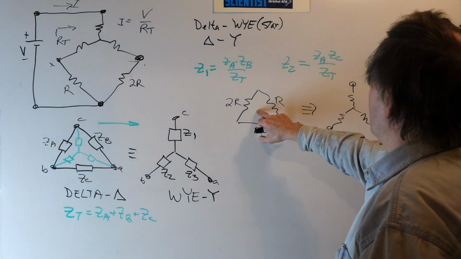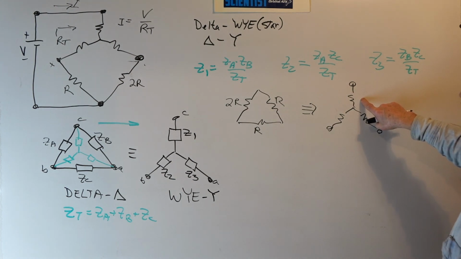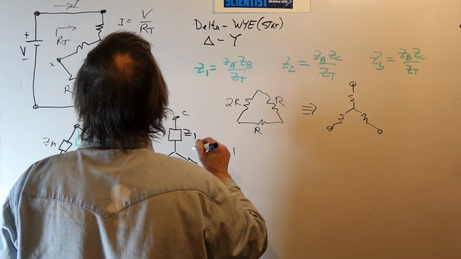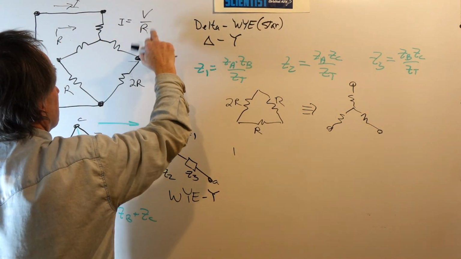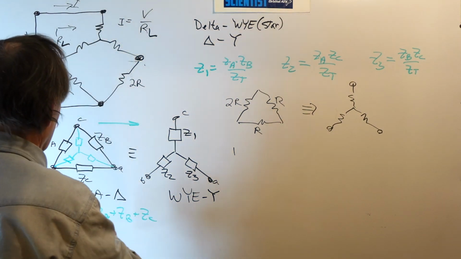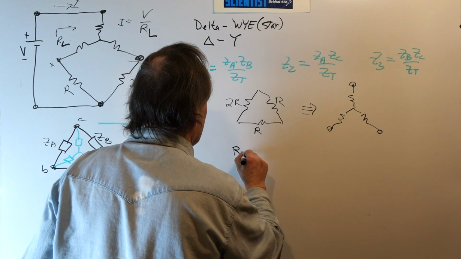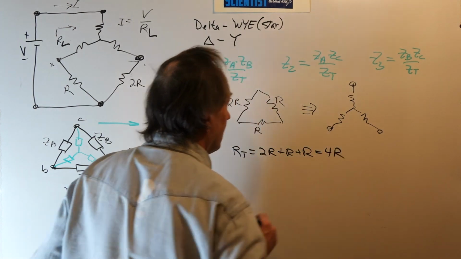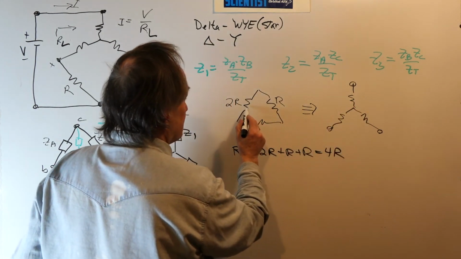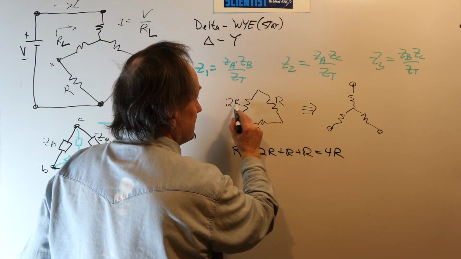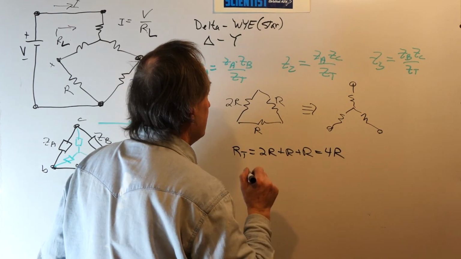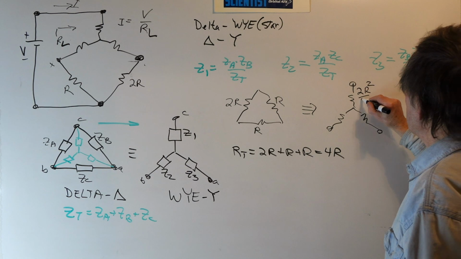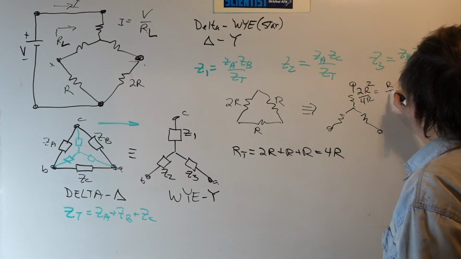So here's our delta that we had. Now, to get this resistor, I'll call this R load, not to confuse. This is R load. This is not the same as this RT. So our RT will be the sum of the three resistors. So we got 2R plus R plus R, which is 4R. That's our RT. Now, this element is just the product of the adjacents, R and 2R, divided by RT. So this becomes 2R squared over RT, which is 4R. So this is R over 2.